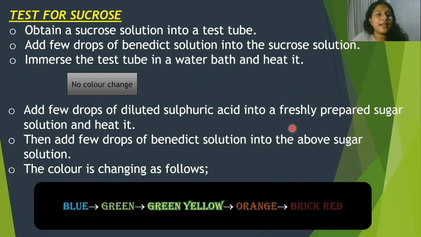And then test for sucrose. You have to obtain a sucrose solution into a test tube. First add a few drops of Benedict solution into the sucrose solution and immerse the test tube in a water bath and heat it, but you can't see any color change. You have to add a few drops of dilute sulfuric acid into the freshly prepared sucrose solution and then add the Benedict solution, and the color changes as blue, green, yellow, orange, and brick red. Right.